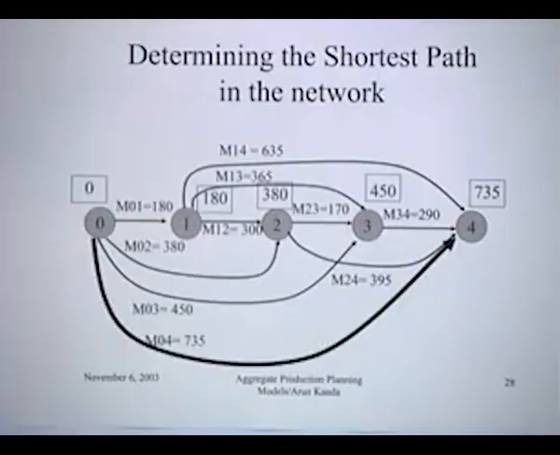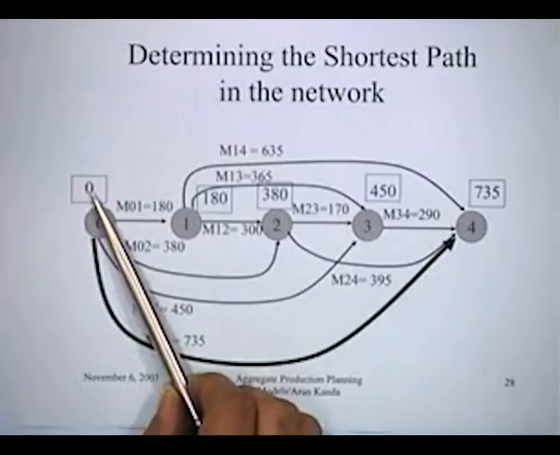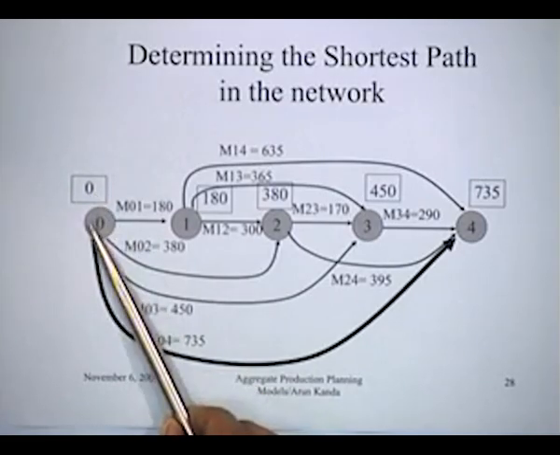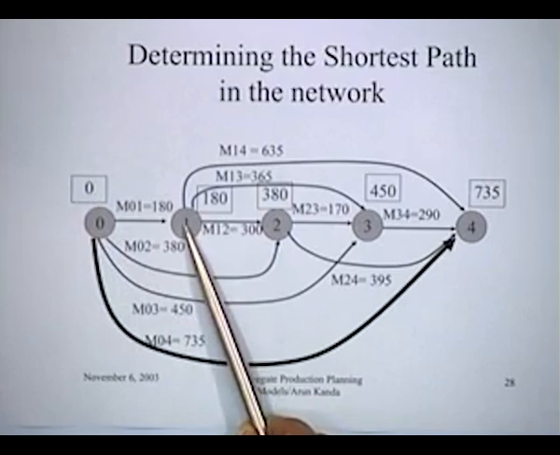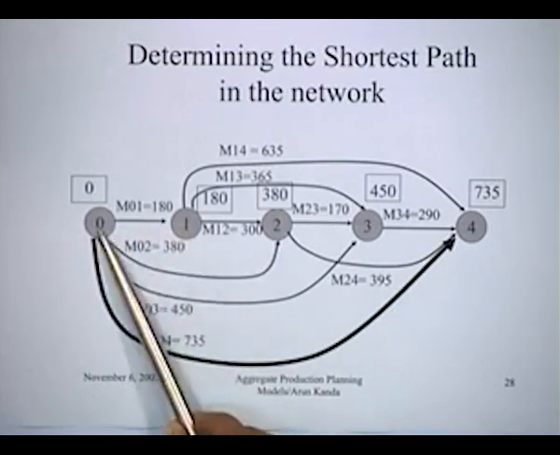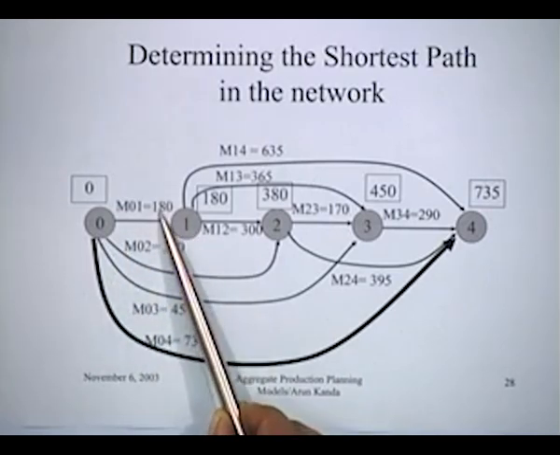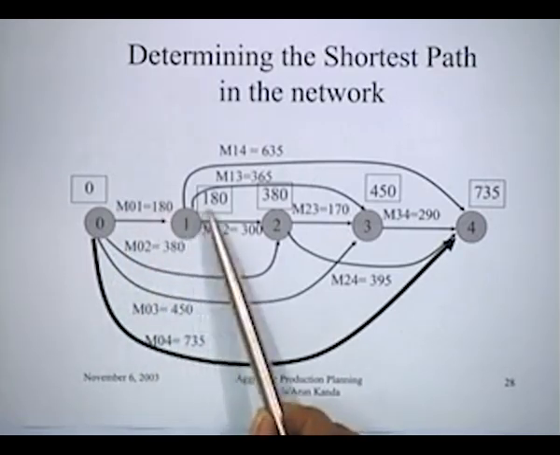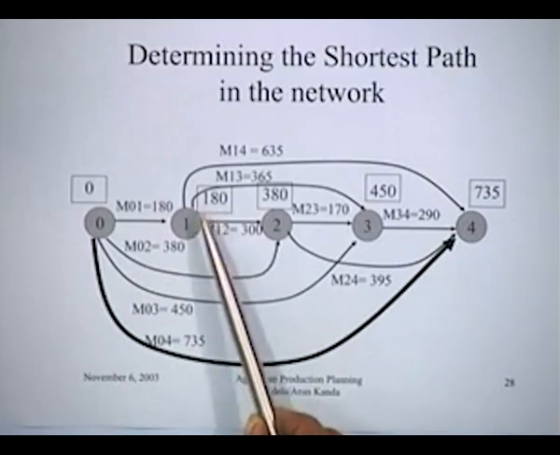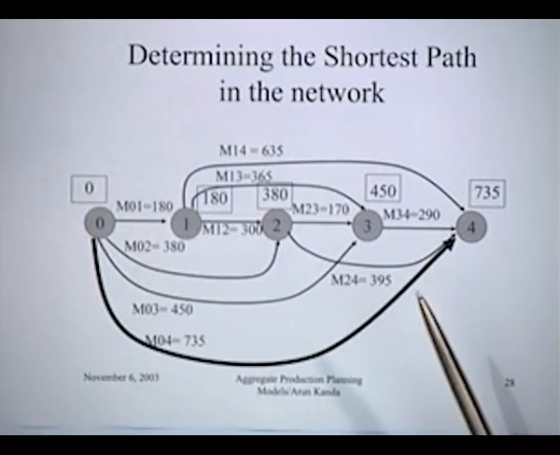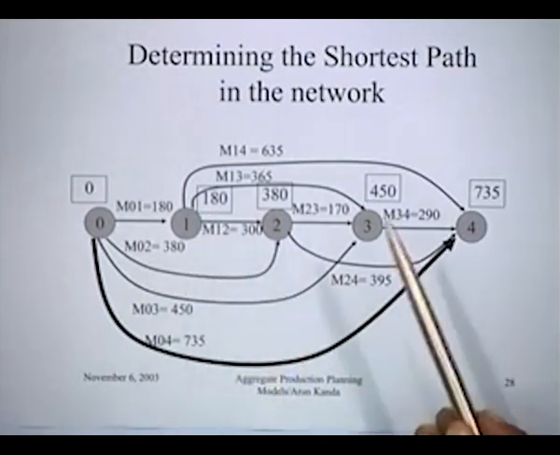What you find is, you give a value 0 here, because this is like starting milestone 0. Now, when you come to node 1, there is only one way you can come to node 1 from node 0, that is this one. No other arc comes to node 1. So, this length is 180. So, the shortest path up to node 1 is of length 180. So, we put 180 there and box this value. Is that clear?